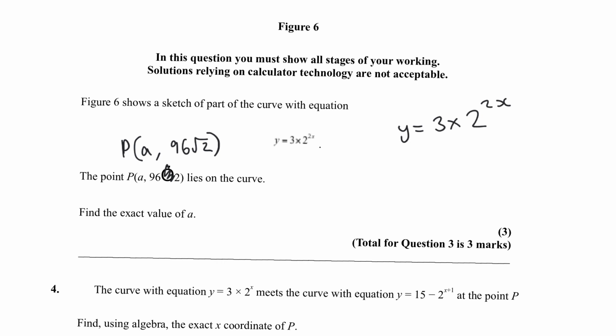So the best way of doing that is substituting the point's coordinates into the equation to work out what a is equal to. In the coordinates, a is our x value and 96 root 2 is our y value. So 96 root 2 is equal to 3 times 2 to the power of 2a. Then you're going to divide both sides by 3.